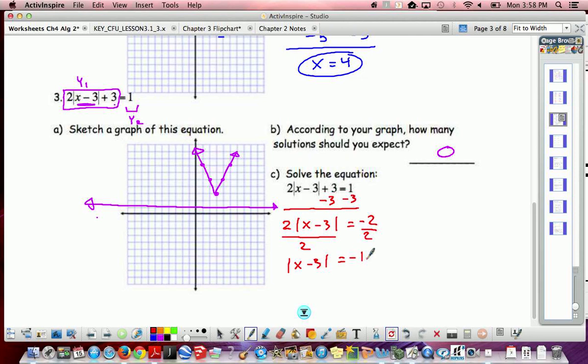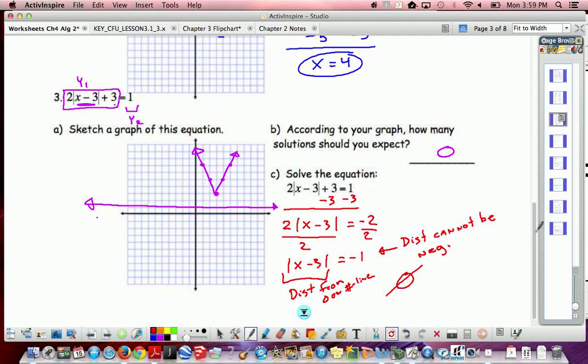Well, absolute value means distance from 0 on a number line. Distance cannot be negative. Since it cannot be negative, there's no possible way you can figure out this answer. Absolute value, again, represents a distance from 0 on the number line. You can't be negative 1 units away, hence why you get no solution here algebraically, or 0 solutions.